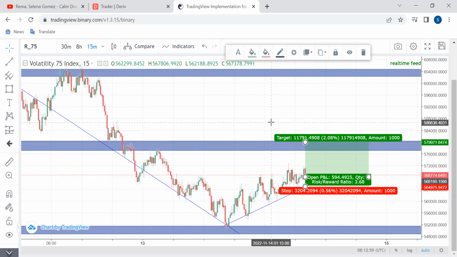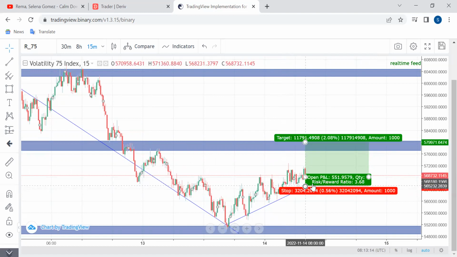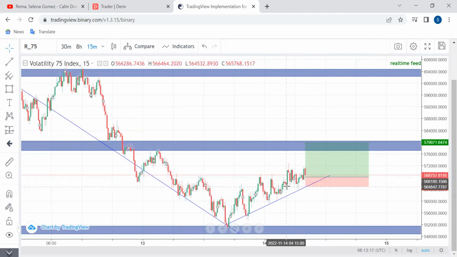So you can see the risk to reward ratio is 3.68. I have a stop loss right over here, where this trend line is, at 564. And my take profit one would be here, 577,151. How many pips are those from here? From 570 to 577, if you're using a 0.001 lot size, you multiply by 7. That would be $7.